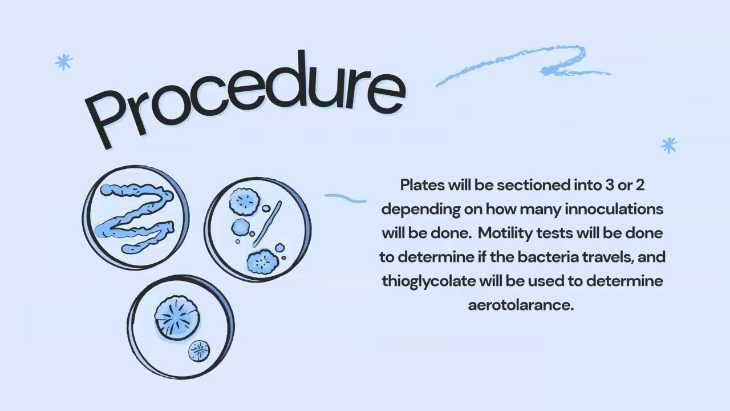Plates will be sectioned into 3 or 2 depending on how many inoculations are done. Motility tests will be done on a semi-solid with a stab to determine if the bacteria travels, and thioglycolate will be used to determine aerotolerance by grabbing bacteria and looping it in the liquid.